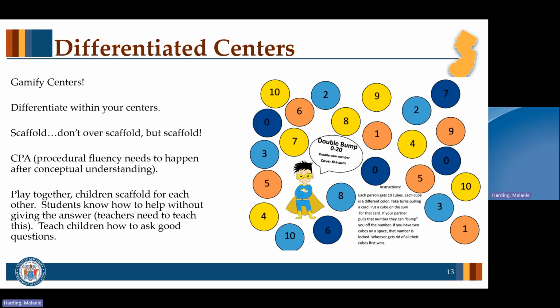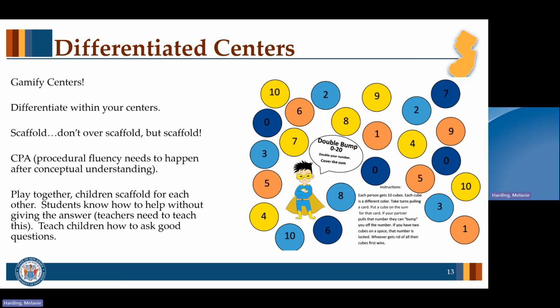Like I said before, we need to gamify those centers. This is an example of a game, Double Bump. I think I got this one from Christine Tondevald, but it's just a fun way to practice our facts and gamify it and put strategy behind it, which is always so much fun. I'll talk more about that game in a minute.